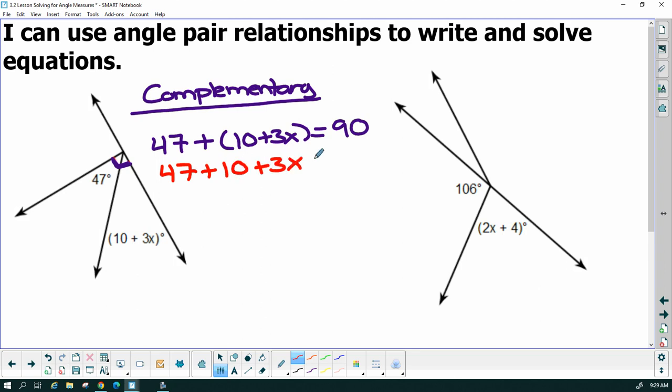Please do be sure when I'm solving any of these equations, it might have been a while since you've solved an equation, so please do ask for help if you need it. I'm going to combine that 47 and 10 to make 57. They're both positive.